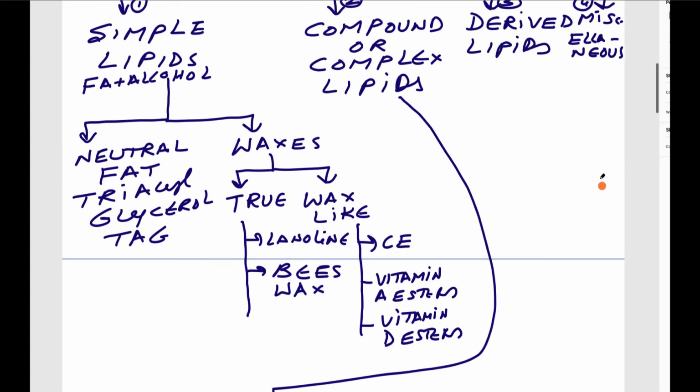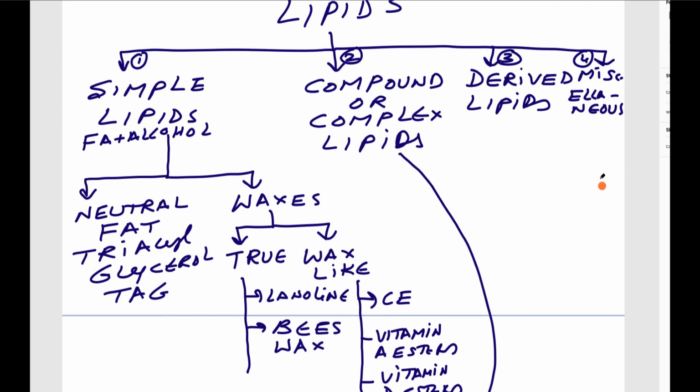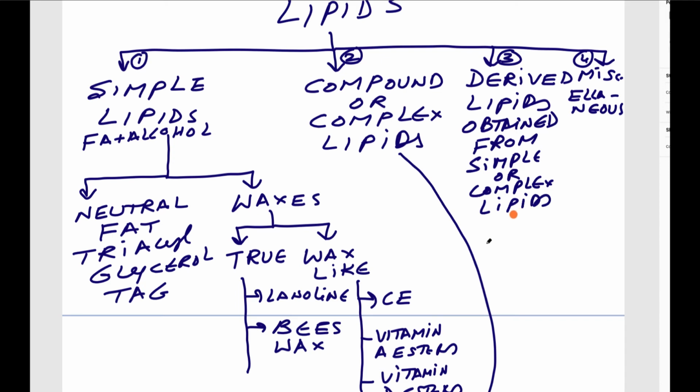Next, we go to the derived lipids. When we talk about derived lipids, there are many of them. They are the hydrolyzed products, obtained from simple or complex lipids. As I said, there are many.